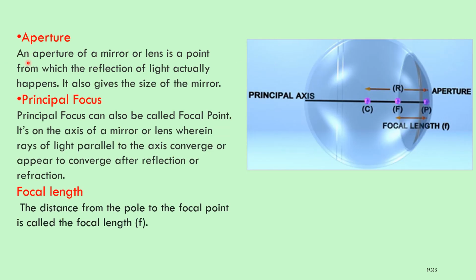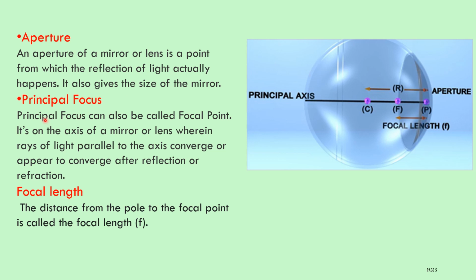An aperture of a mirror or a lens is the part from which the reflection of light actually happens. It also gives the size of the mirror. This part will show the aperture. It is the part where the reflection of light takes place. Then it will decide the size of the mirror.